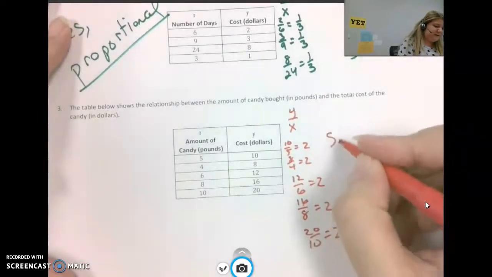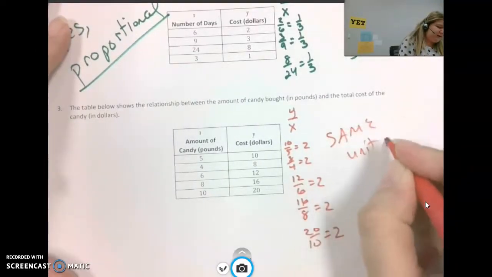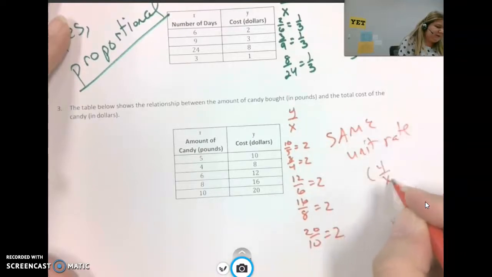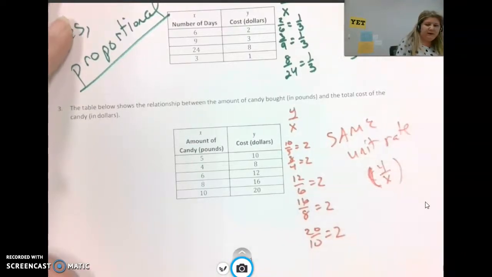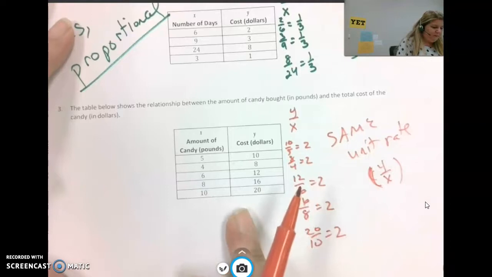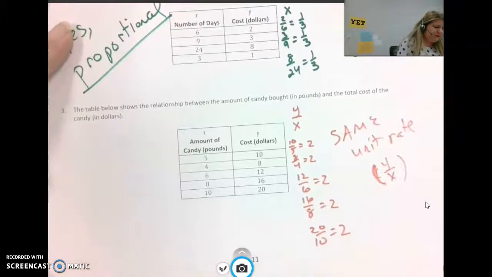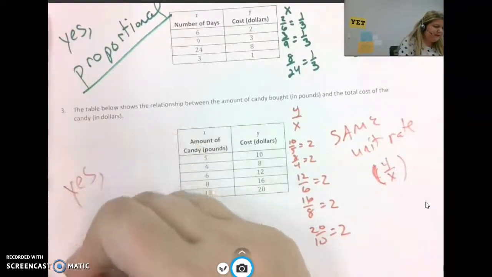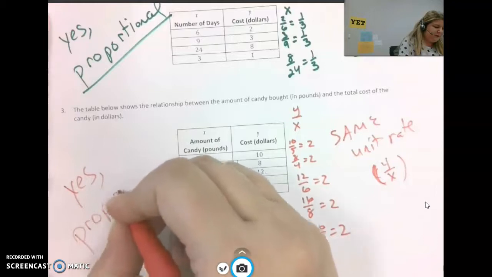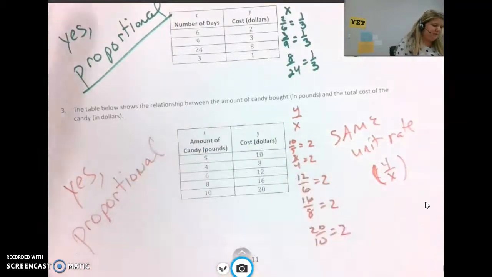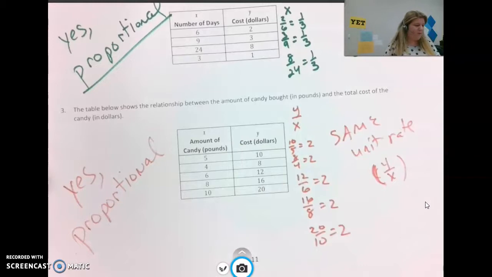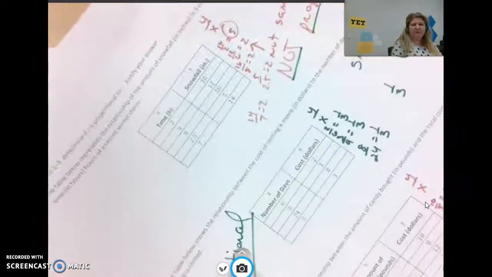Okay, so I'm going to write same unit rate, which is the y over the x, and that means, yes, it is proportional. Make sure you write that word. Okay. Next, ooh, just one more. These are quick little lessons.